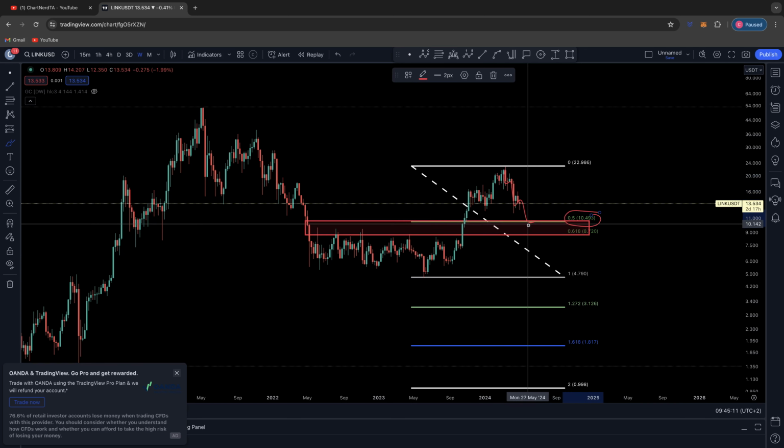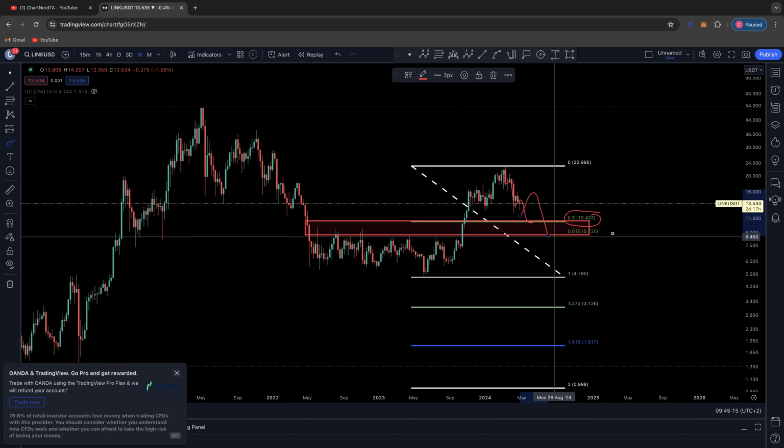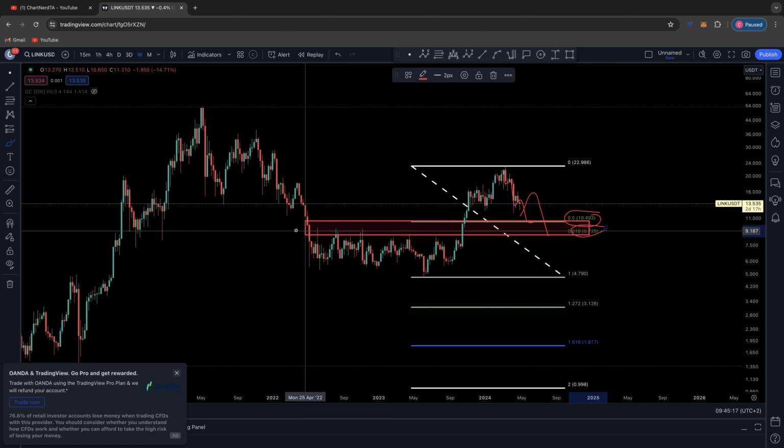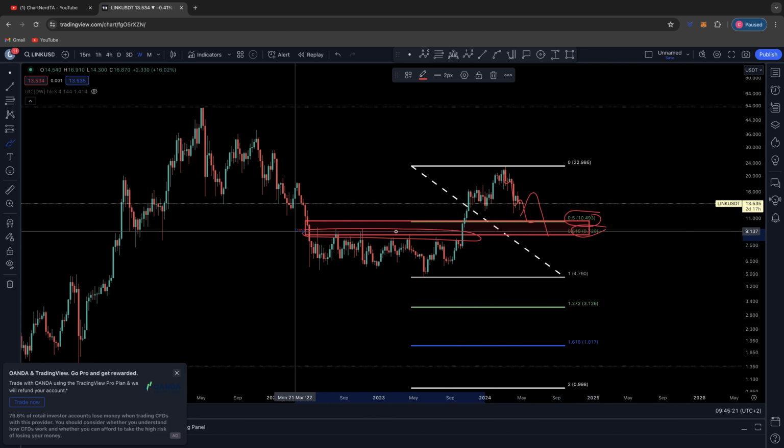We could potentially see this sort of correction where we end up coming down to minimum $10, and at a push, if we do see some relief, we could come back down to 8, and you could see that is right on this previous support range, previous resistance.